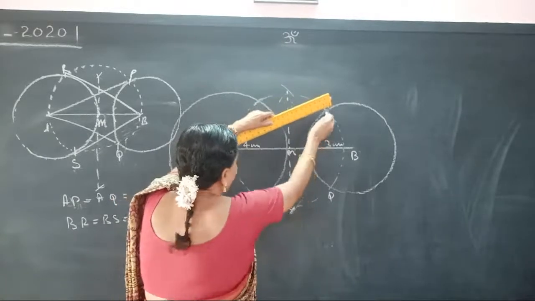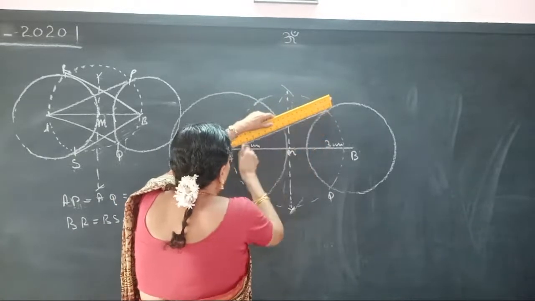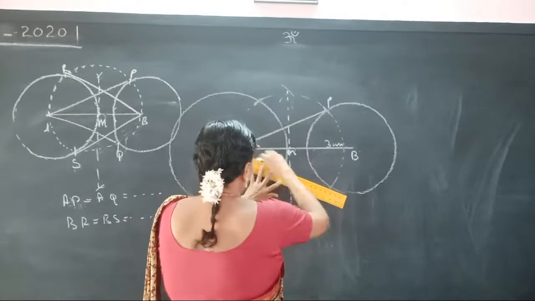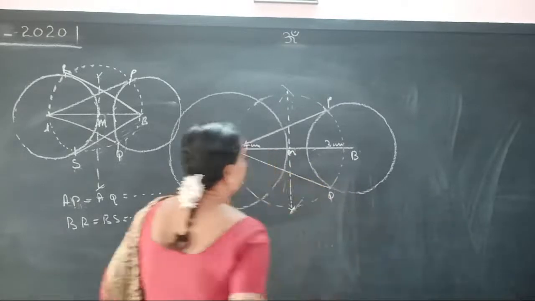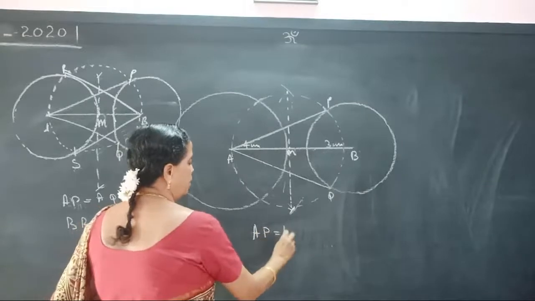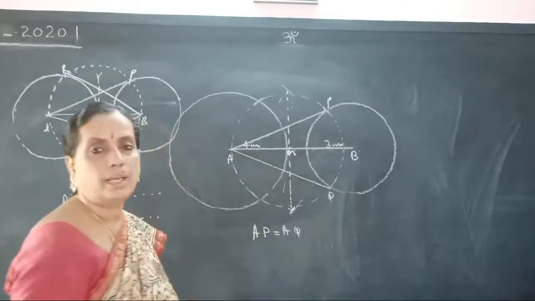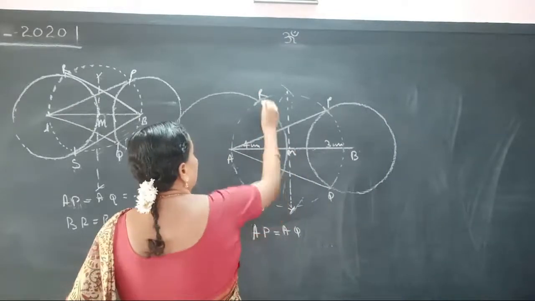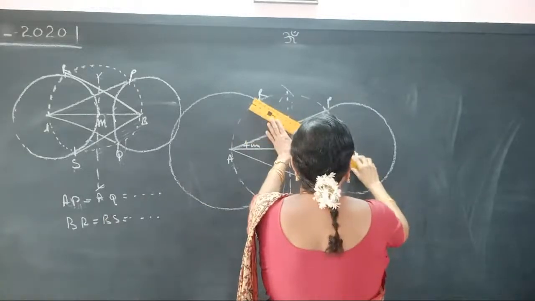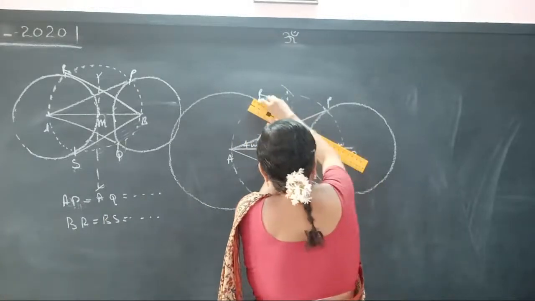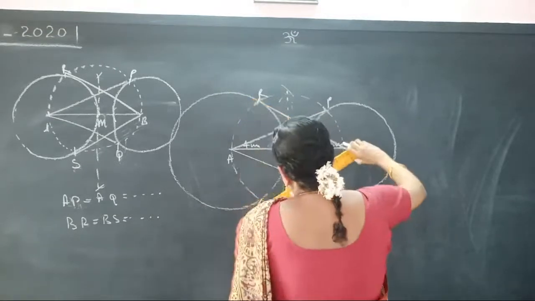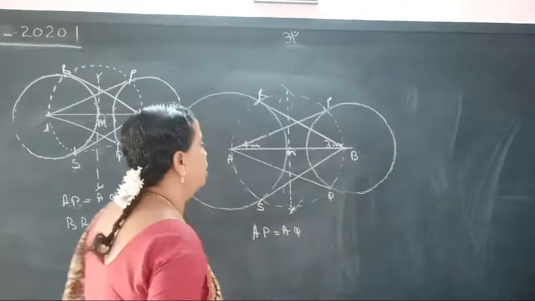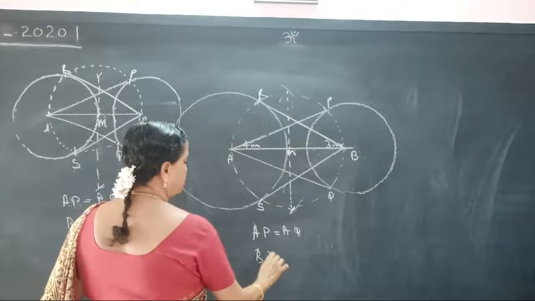Join AP and AQ. Measure what is AP equals AQ. Okay. Then join BR and BS. BR and BS. Again write its measurement.